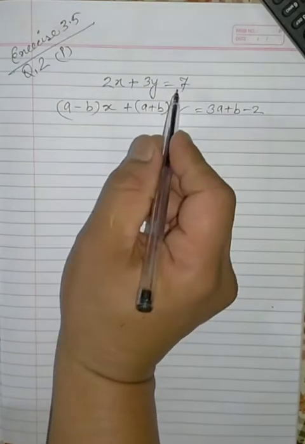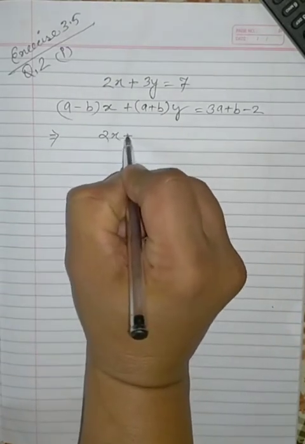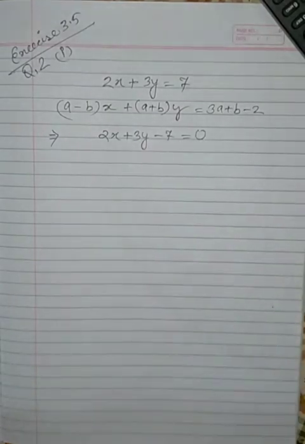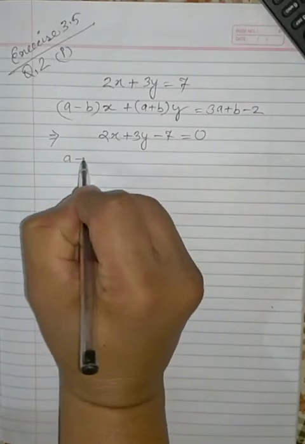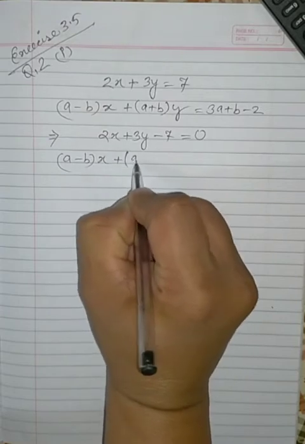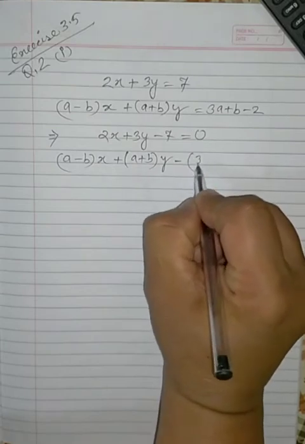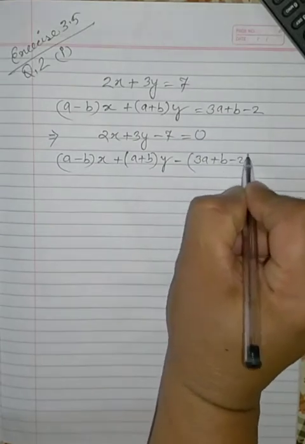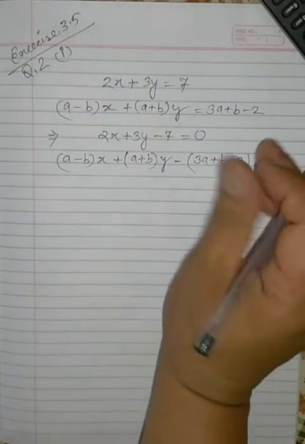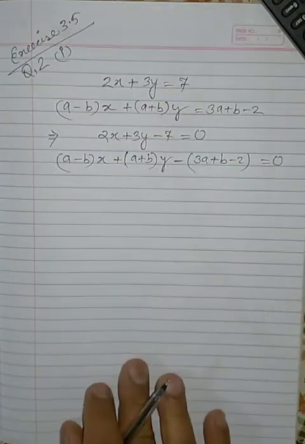So first of all, we will convert these two equations into standard form. 2x plus 3y minus 7 equal to 0 and (a minus b)x plus (a plus b)y minus (3a plus b minus 2) equal to 0. I have brought the entire quantity to this side, keeping it in a bracket with a minus sign.